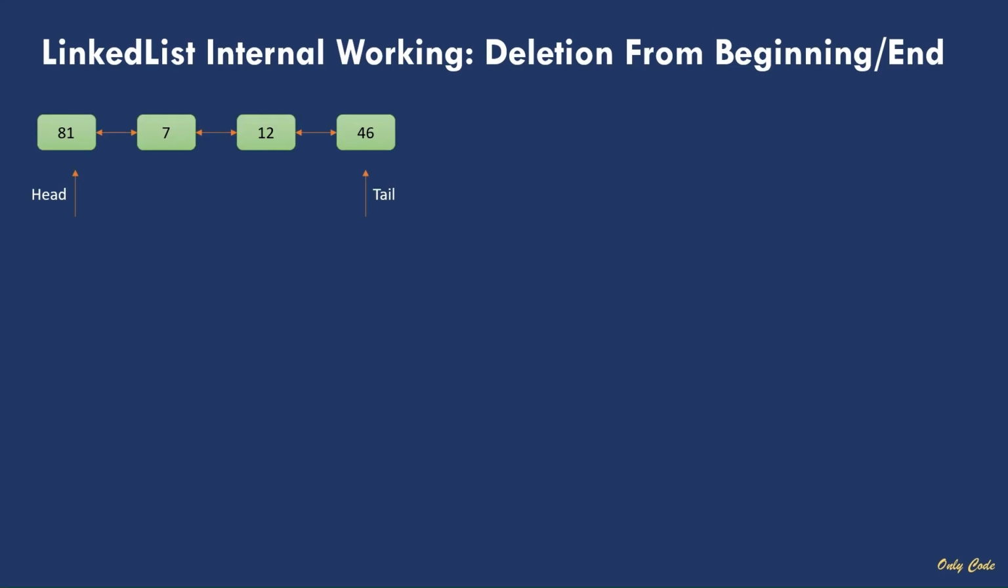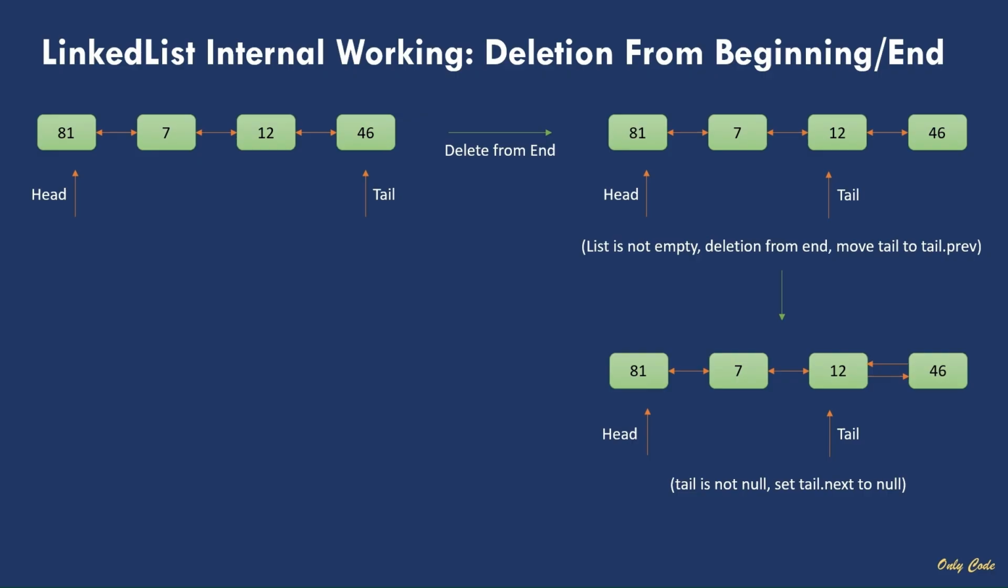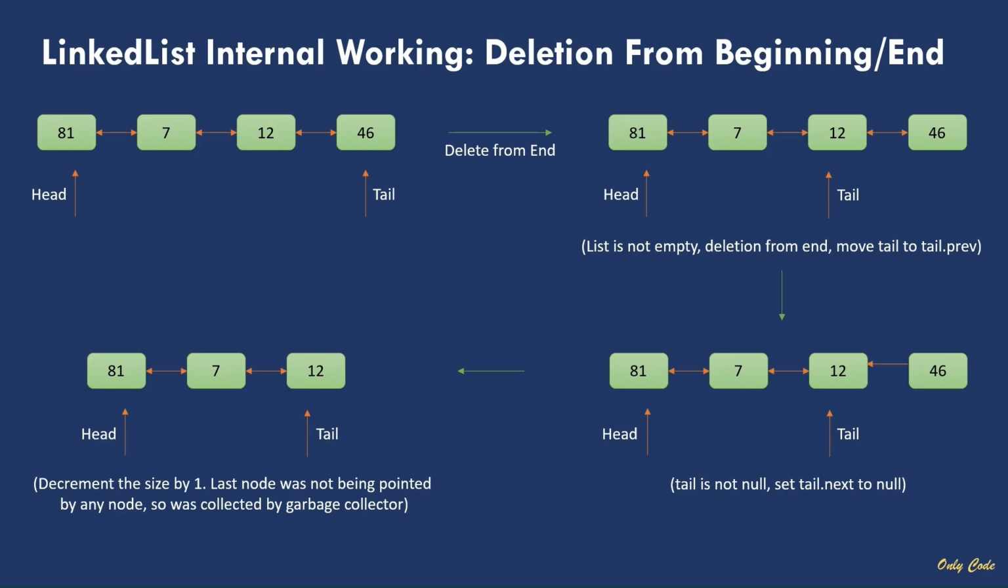To delete the last node, we first check if the list is empty. Since it is not, we proceed by moving the tail pointer to tail.previous, which points to the node with value 12. As the new tail is not null, we update tail.next to null, effectively removing the reference to the node with value 46. Finally, we decrease the size of the list by 1 to reflect the deletion. The time complexity of this operation is O(1).